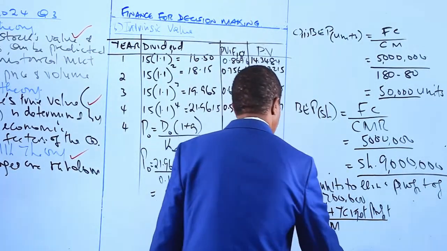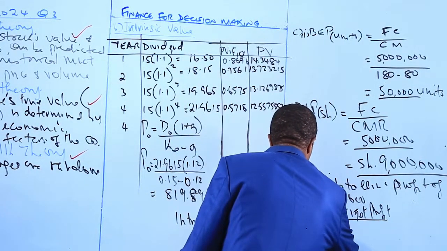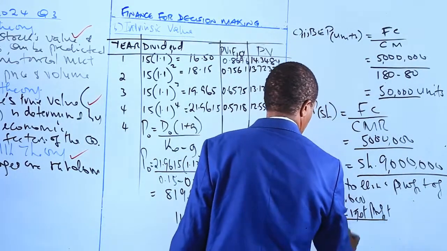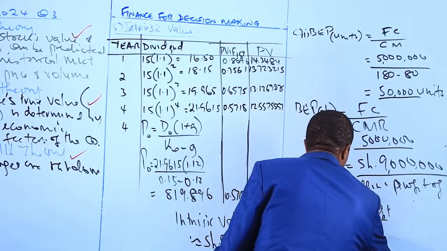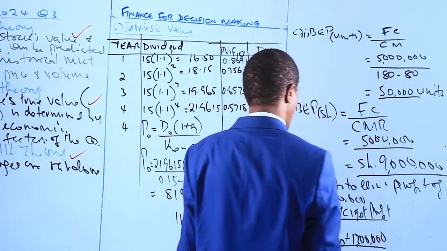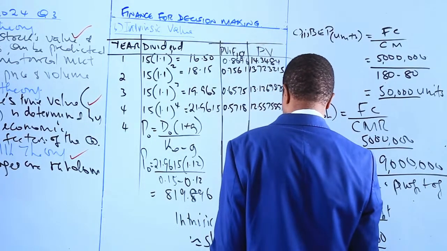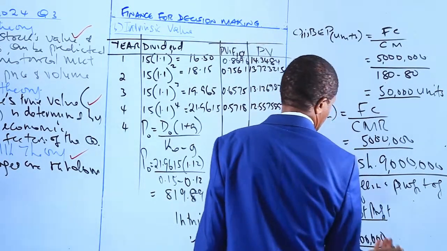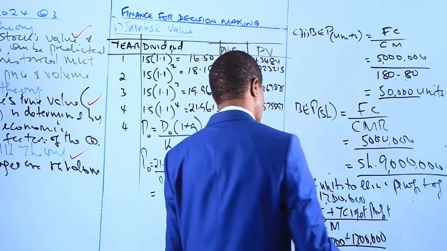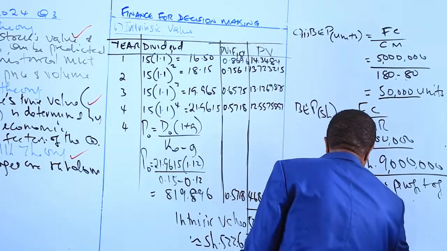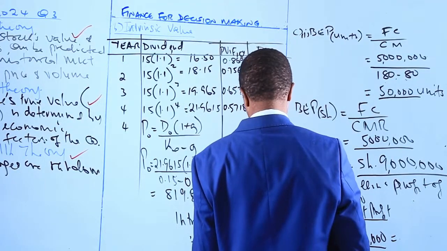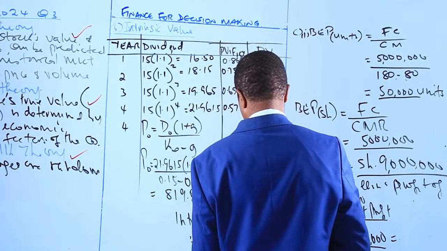So we know the fixed cost is 5 million. We know the target profit is 1.2 million. We know the contribution margin, of course, it's per unit. We had calculated it. The contribution margin is 100, that is 180 minus 80. So this will be equal to 5 million plus 1.2 million, that's 6.2 million.